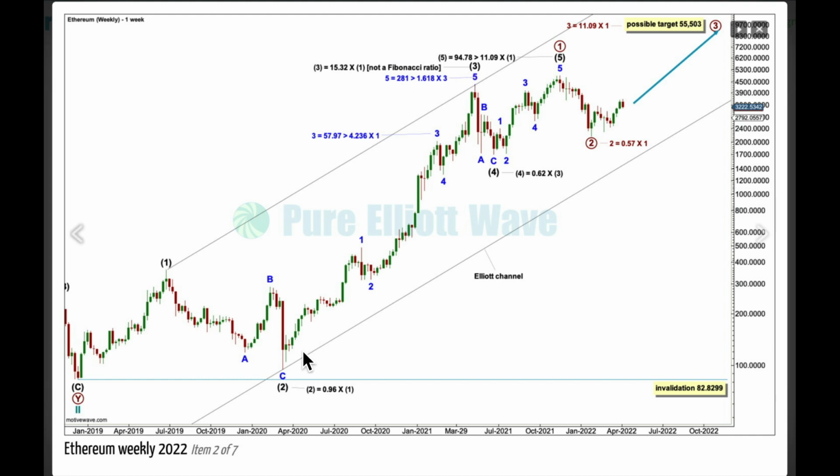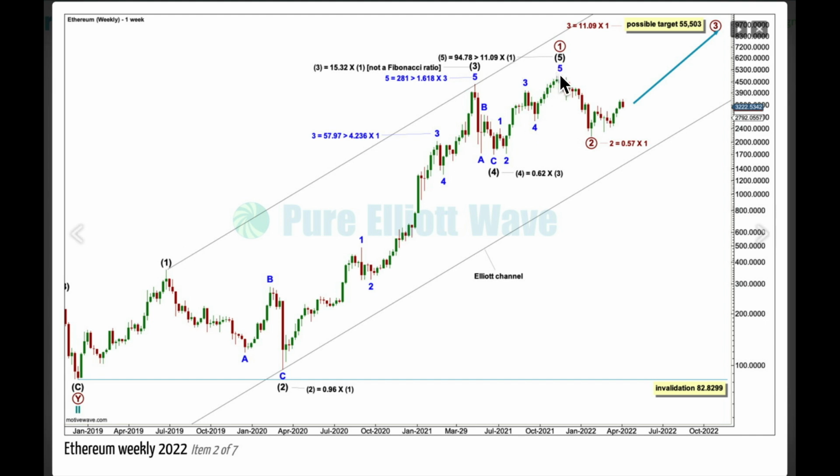The length of intermediate wave 3 to intermediate 1, there is no Fibonacci ratio between these waves. Intermediate 3 is 15.32 times the length of intermediate 1, very, very long in relation to 1. Intermediate wave 5 does exhibit a Fibonacci ratio. It is 94.78 longer than 11.09, an extreme Fibonacci ratio, the length of intermediate wave 1.